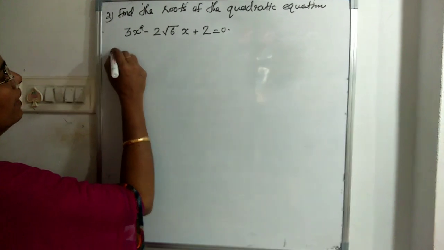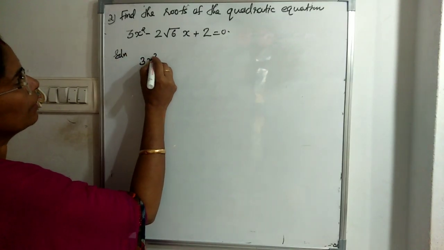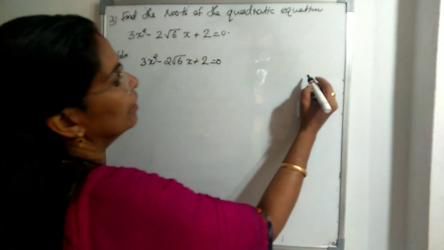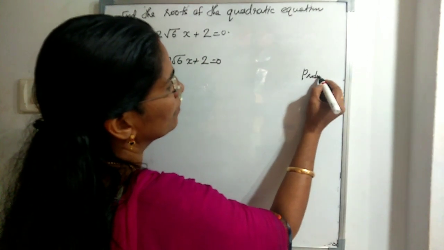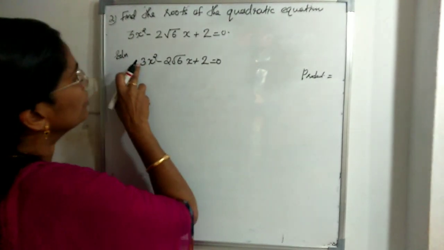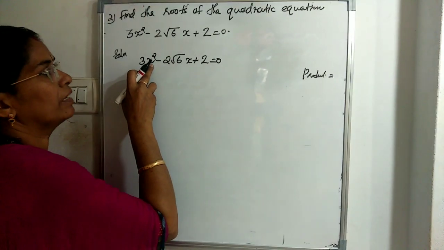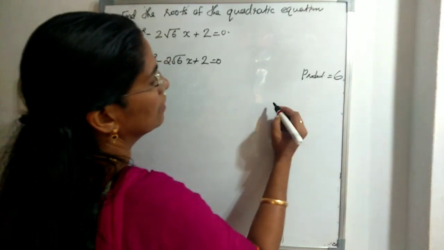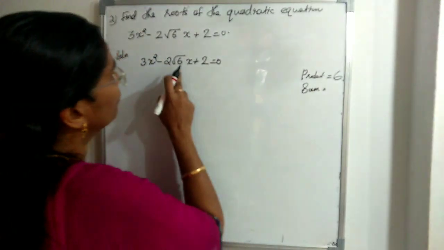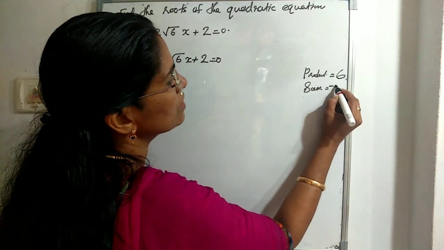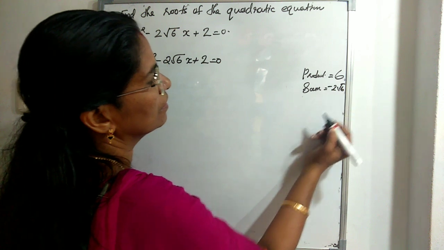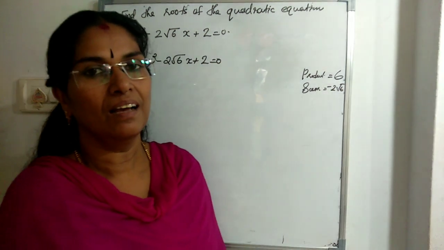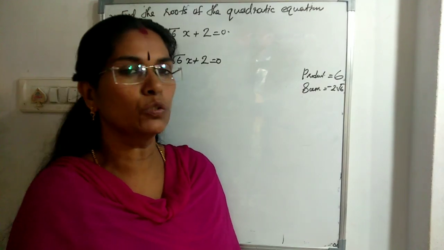First, we are writing the given question again: 3x² − 2√6x + 2 = 0. Here also we are finding the product of two numbers. The product means the coefficient of x², that is 3, and the constant term 2. 3 into 2 is 6. And the sum is the coefficient of x, minus 2√6. So which are the two numbers? Multiplying, we get 6, and adding, we get −2√6.